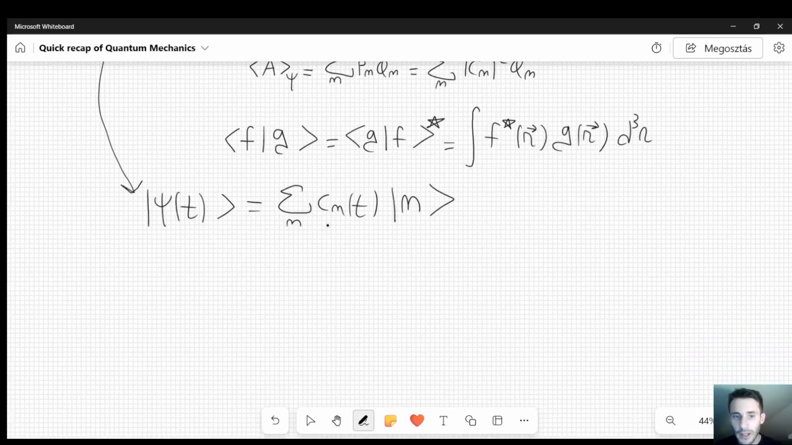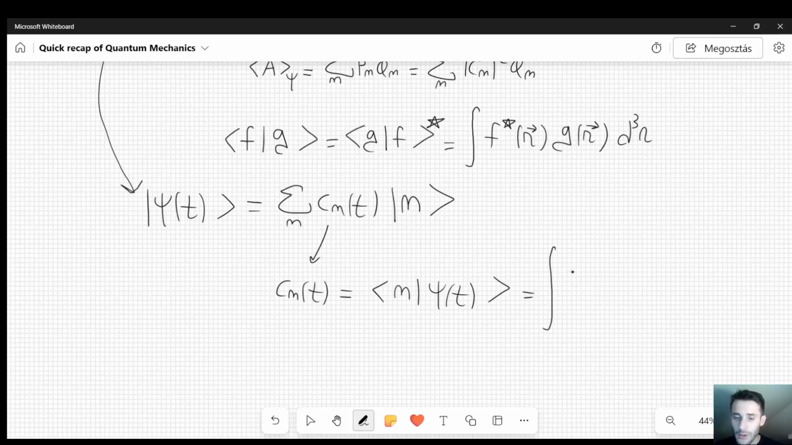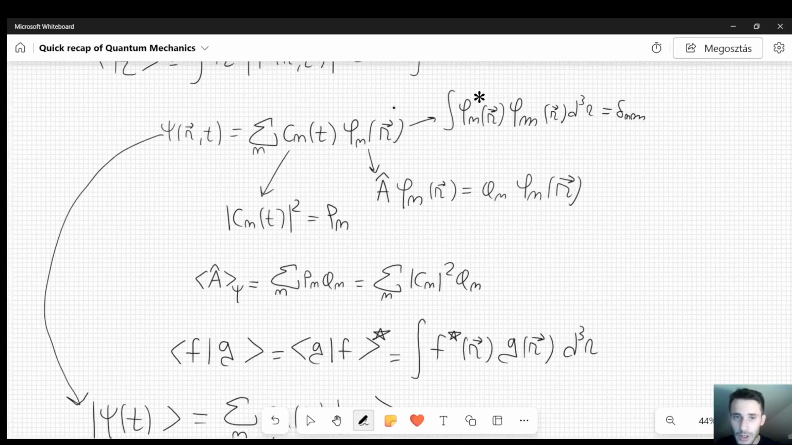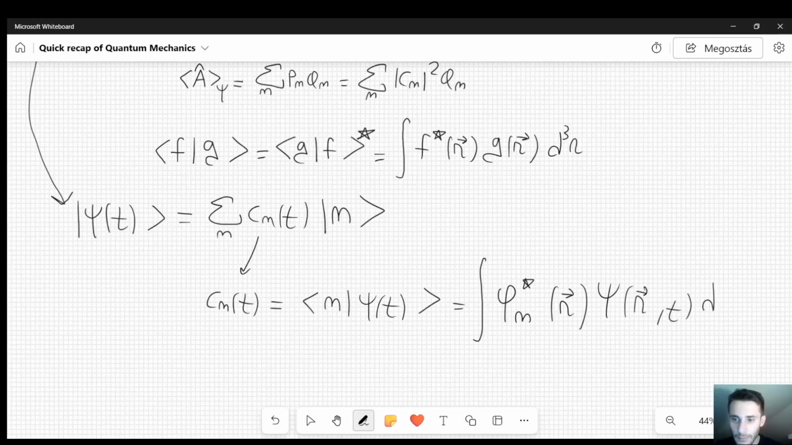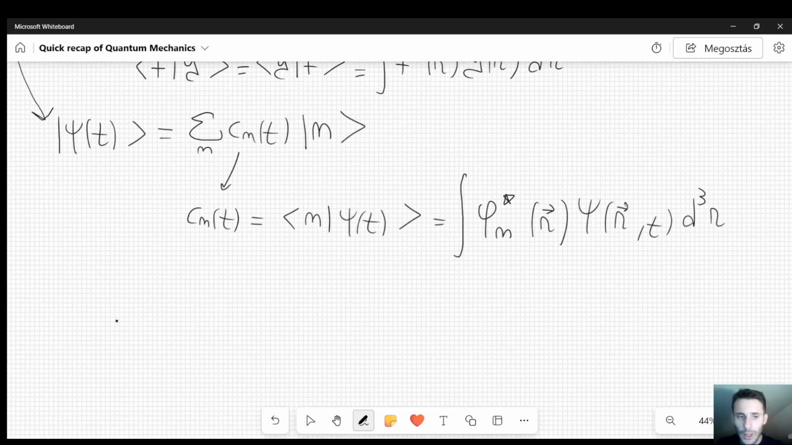In particular, we can find, for example, the coefficient c sub n of t by taking the inner product between n and psi of t. But this can also be calculated, if you want, with an integral. So we can also calculate it from such an expression, for example. And we have something like the integral of phi star sub n of r psi of r, t d3r. And we can also use the so-called completeness relation, which we can write by using these two identities.